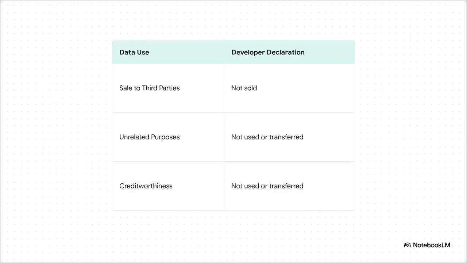And beyond just Google's approval, the developers themselves are really transparent about privacy. They state very clearly that your data is not sold to anyone else, it's not used for anything unrelated to the extension, and it's not used to figure out your creditworthiness or anything like that. That is exactly the kind of clear statement you want to see.